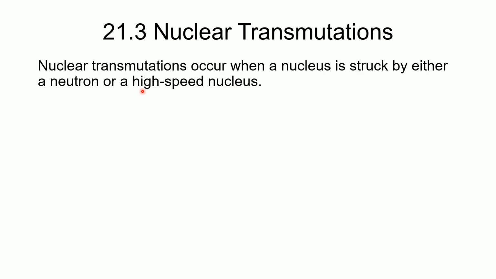Our next section is about nuclear transmutation. So chapter 21, section 3 is nuclear transmutations. These nuclear transmutations can occur when a nucleus is struck by either a neutron or a high-speed nucleus. Now, the neutron doesn't necessarily have to be going very fast because it's neutral, but if a nucleus is struck by another nucleus, because nuclei are positive, then they have to be going pretty fast to overcome that repulsive force. So they have to be going pretty darn fast.